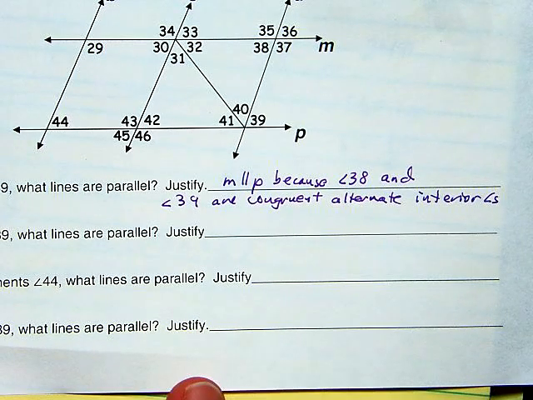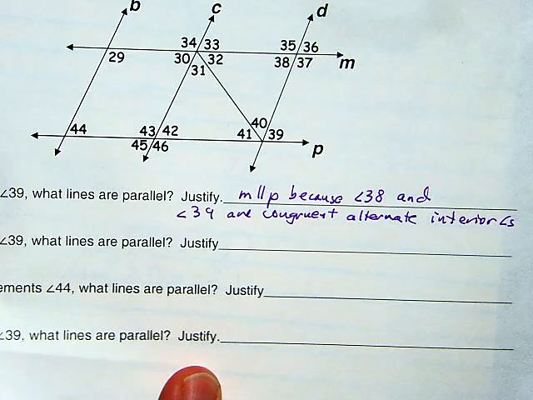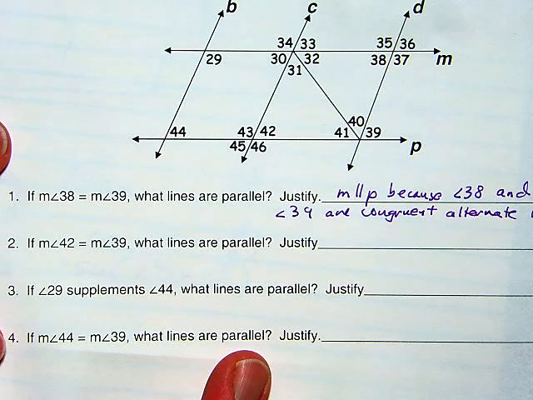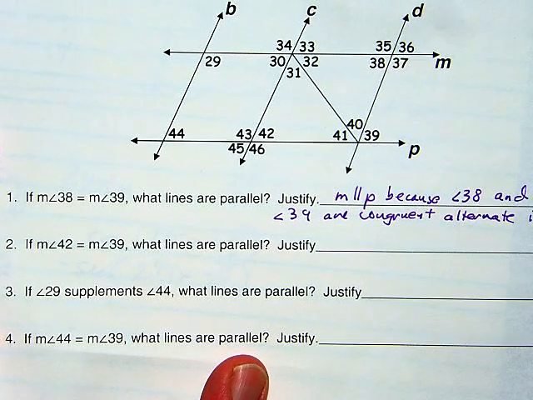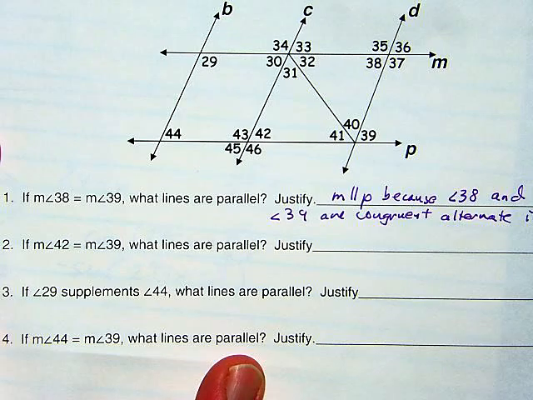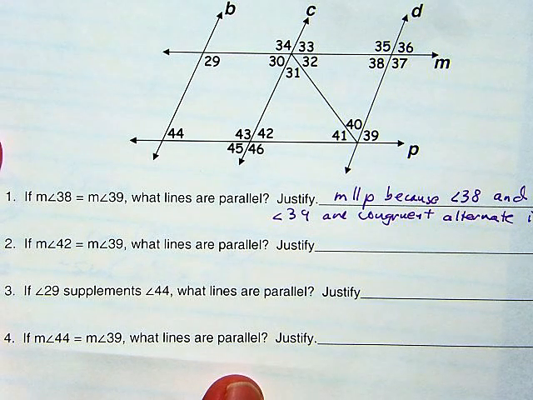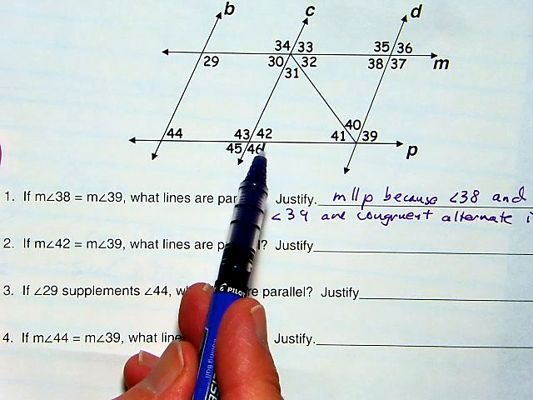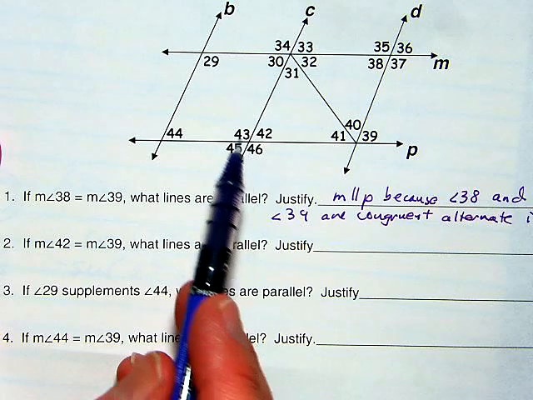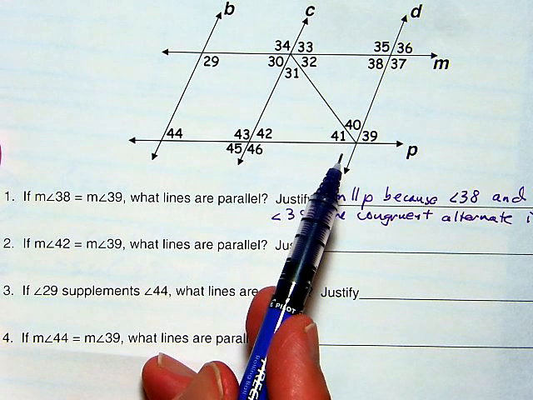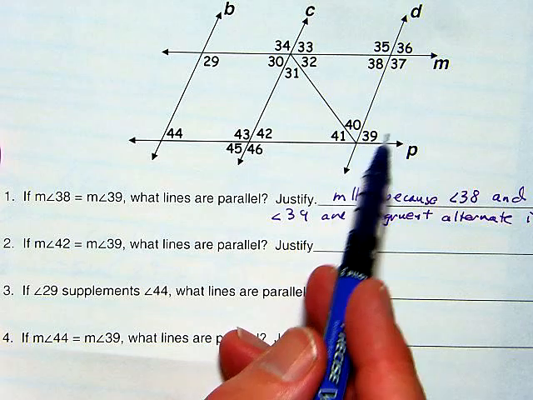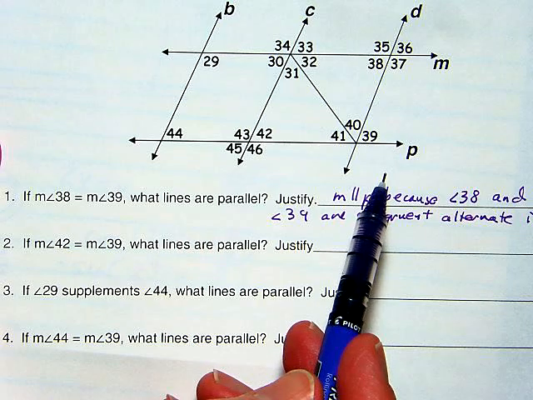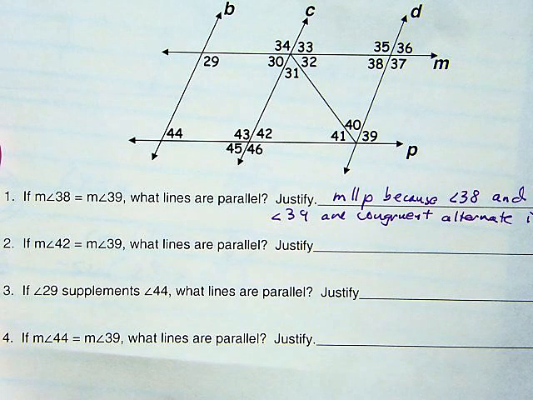Okay, let's use the same line of reasoning for the other problems. Let's look at the next one. If the measure of angle 42 equals the measure of angle 39, which lines are parallel? Okay, so let's look at what lines make up 42. 42 is made up of line C and line P, and 39 is made up of line D and line P. Okay, so we've got C, D, and P are the only lines involved in these angles.